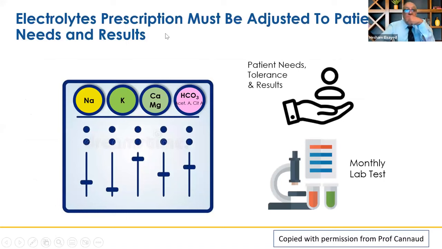So in these stages, the electrolyte prescription must be adjusted to patient need and the results. You have to check monthly lab tests. You have to be sure of the patient's needs, tolerance, and results. You can vary sodium, potassium, calcium, magnesium, and bicarbonate for each patient.